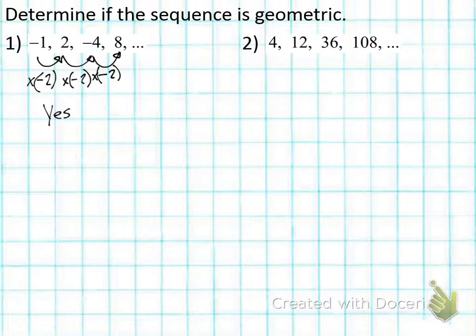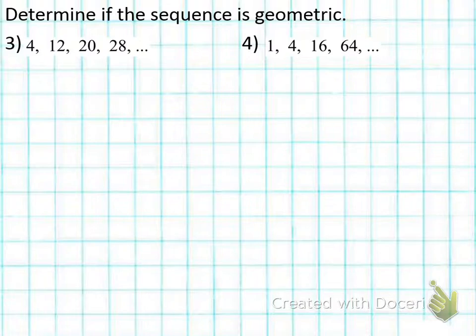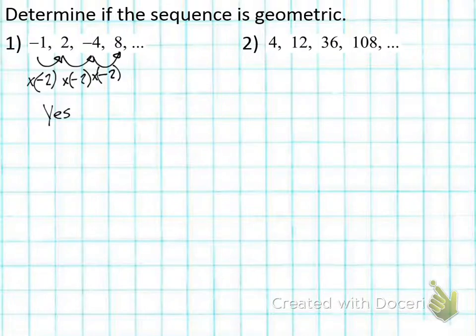Number 2, I'm asking the same thing. What do I multiply 2 with to get 4? Or I'm sorry, is there a 2 up here? Oh, I'm sorry. I'm blocking my screen here. What am I multiplying 4 with to get 12? 3, right? Okay, so 3. And then what do I multiply 12 with to get 36? 3 again. And what do I multiply 36 with to get 108? 3, right? Am I multiplying by a common ratio every time? Yes. So this is a geometric sequence.